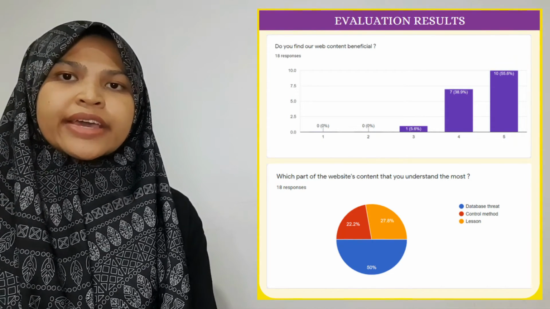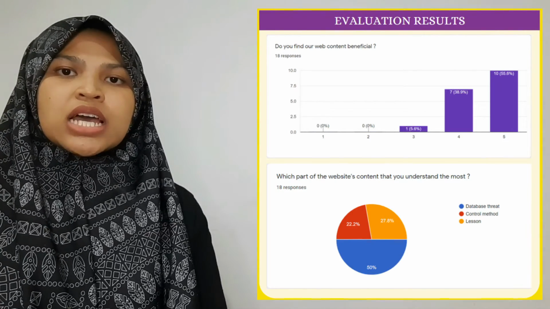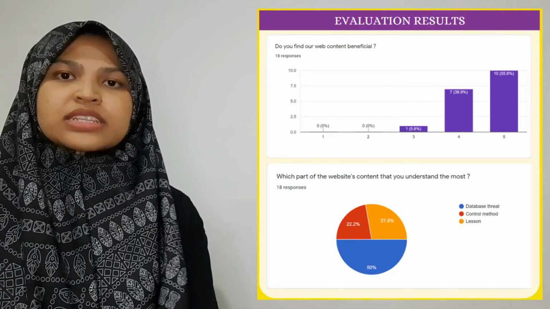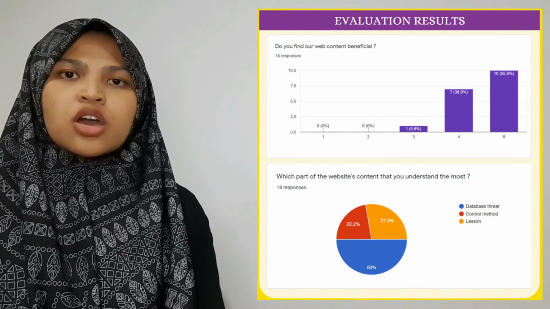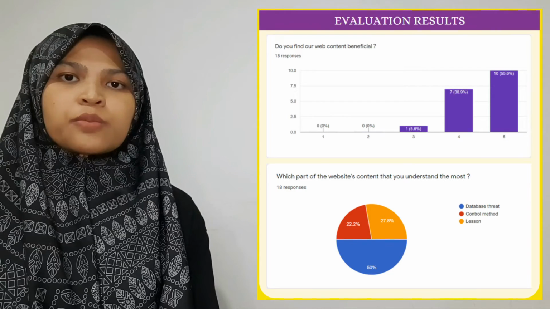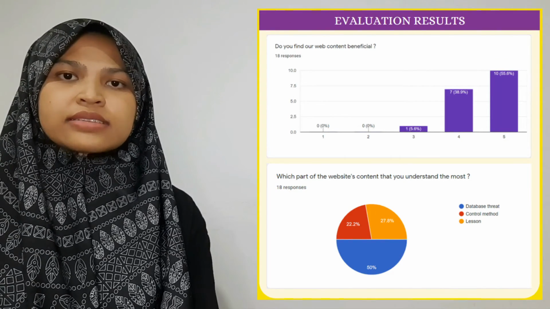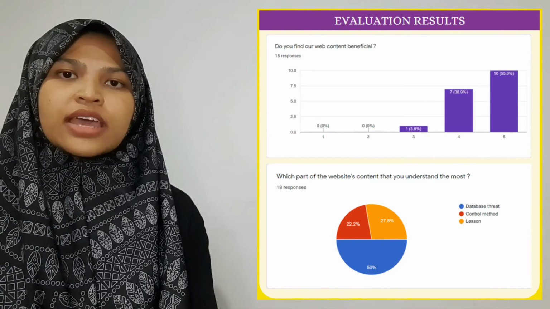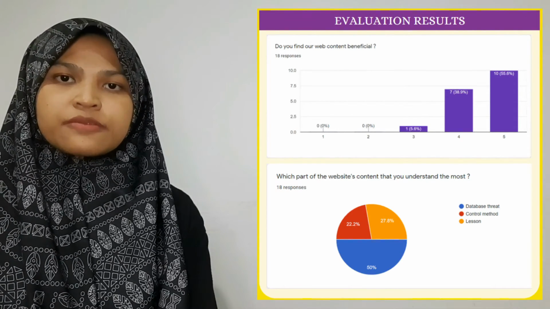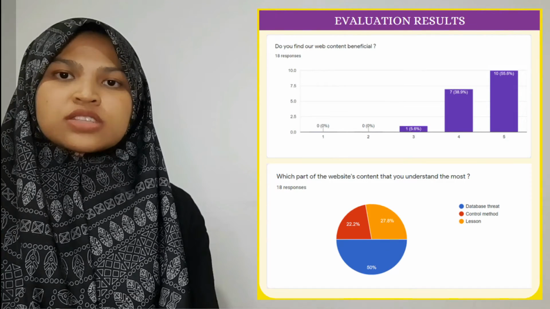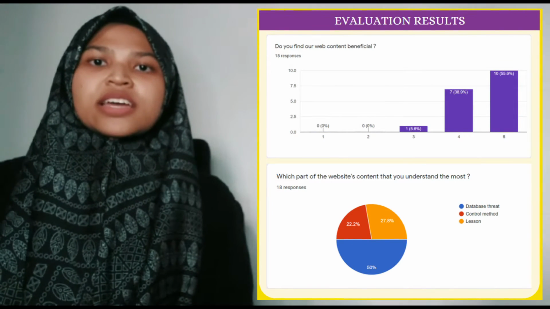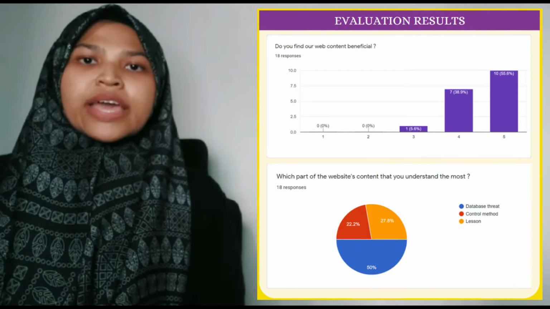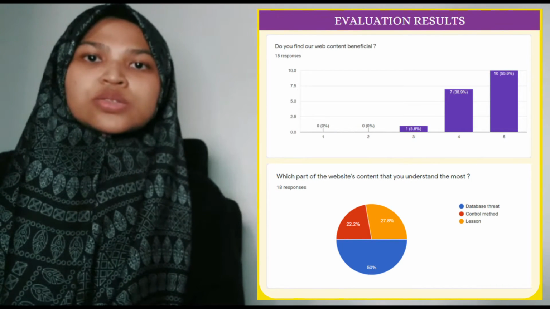proceed by collecting feedback from the users, where in this project we collected 60 participants to try out our website. Based on this graph, most of them said that our website is beneficial for software developers, and they also found that our website's content is beneficial to the user. The second diagram is a pie chart that shows which part of our website content the participants understood the most.